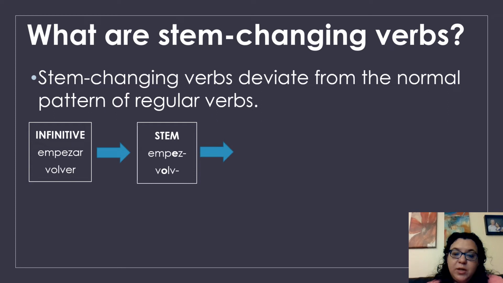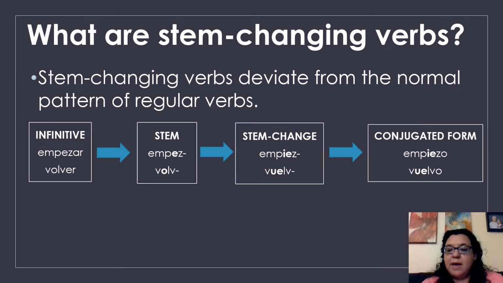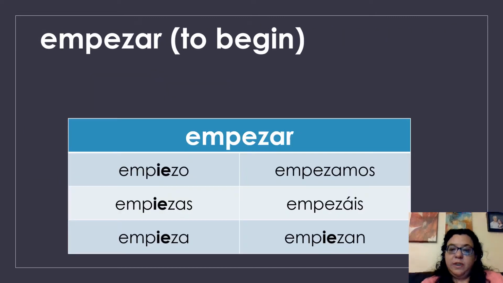And here's how it's going to look. We're going to change this E into IE and the O into UE. So that's the stem change that they're going to do. And then the ending is going to be whatever ending from regular verbs we use: o, as, a, amos, áis, an if it's an AR verb, or o, es, e, emos, éis, en if it's an ER verb, or o, es, e, imos, ís, en if it's an IR verb. So in this case, we have empiezo or vuelvo. So that's how we work with stem changing verbs.